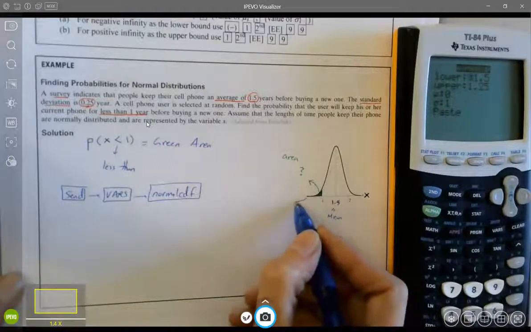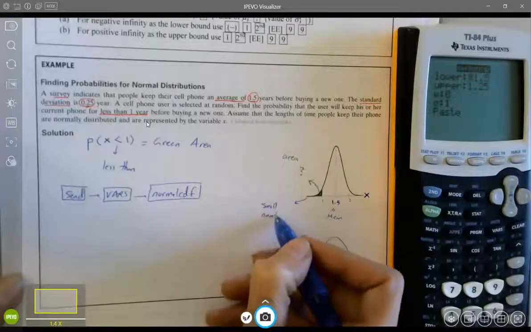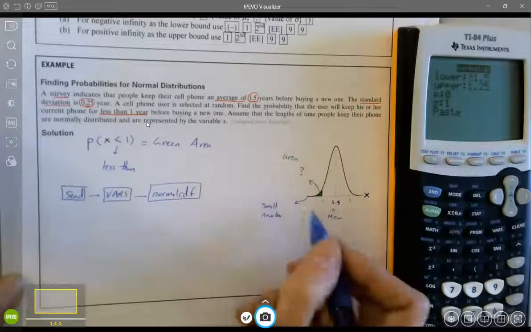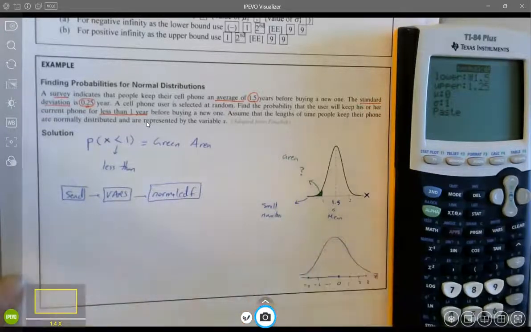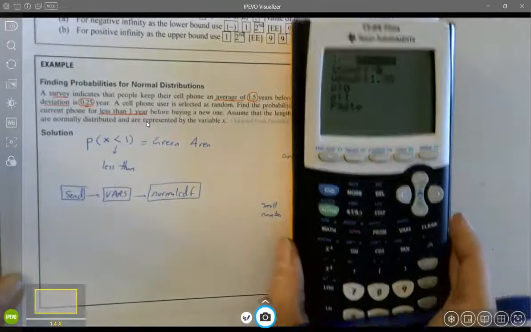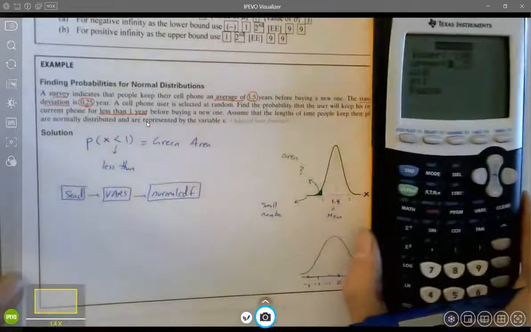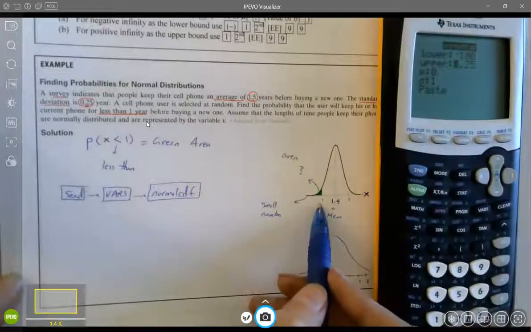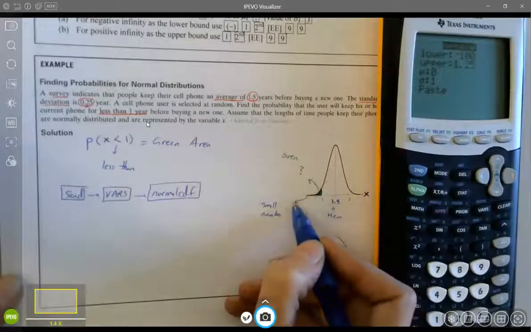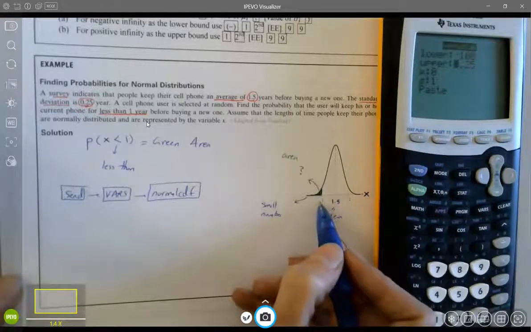So the lower bound is a small number on the left-hand side. It's a negative number on the left-hand side. But what is that negative number? We can use a lower bound like negative 100 or negative 1,000. Our upper bound, this number stops here. So again, we want to find this green area. The lower bound is a very small negative number, and our upper bound is 1.